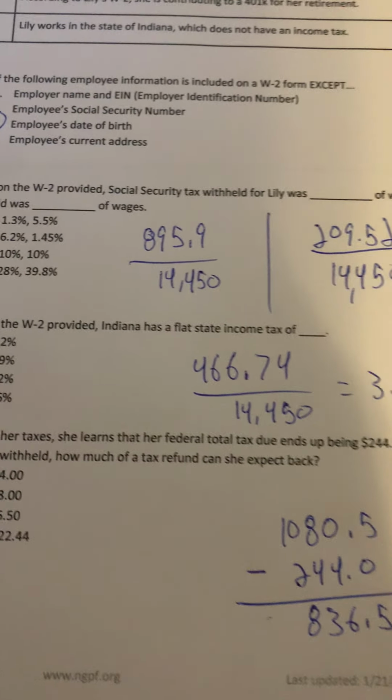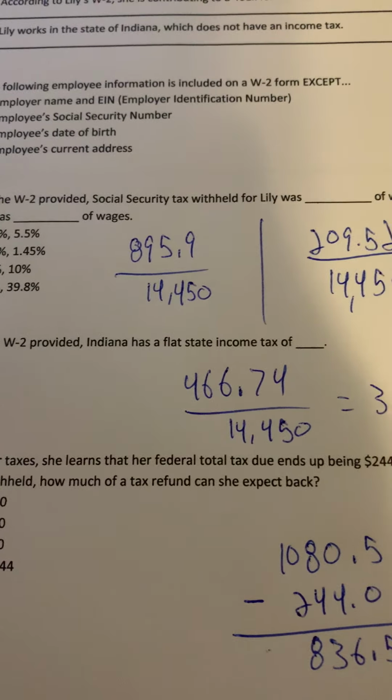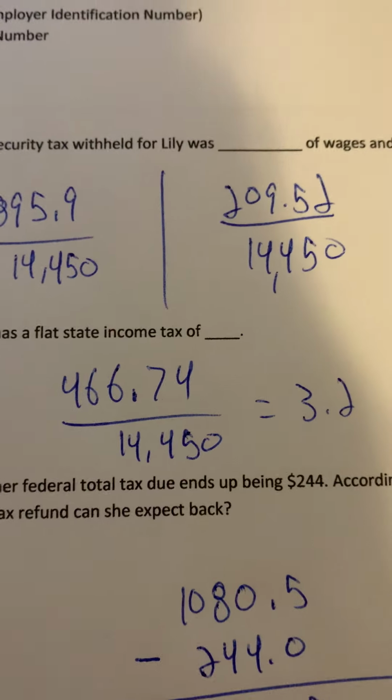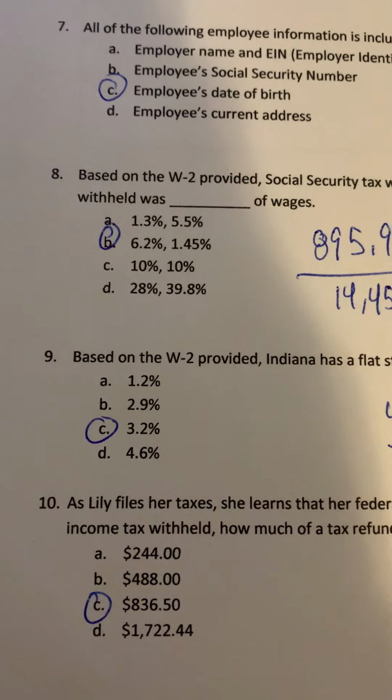Question number 9, similar idea. It says, based on the W-2 provided, Indiana has a flat state income tax of, so I would just go look over here at that income tax. Where's that state income tax? Right there, $466.74. I can divide that by her total earnings again, and you should have gotten 3.2%.